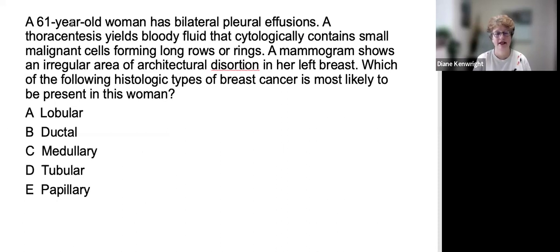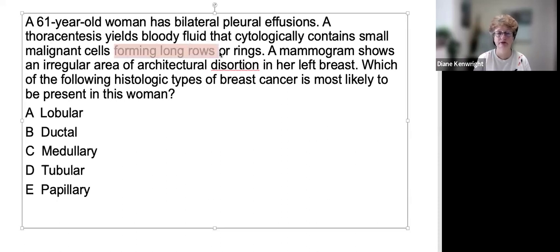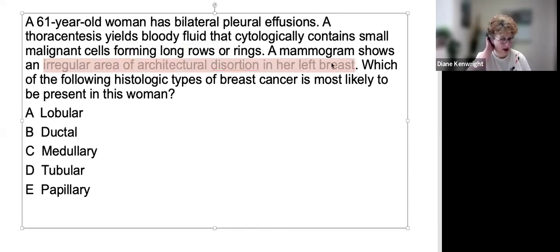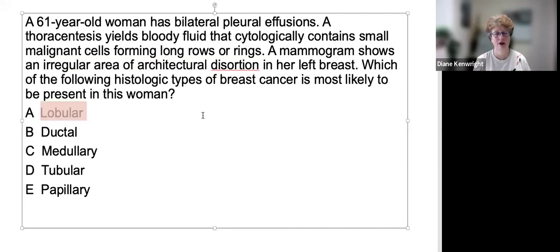And then we have a 61-year-old woman who has pleural effusions containing malignant cells forming long rows, and also an abnormal area in her left breast. So we know that tumors in the breast that form long rows are likely to be lobular carcinomas. And so here we have the lobular carcinoma in the answers.